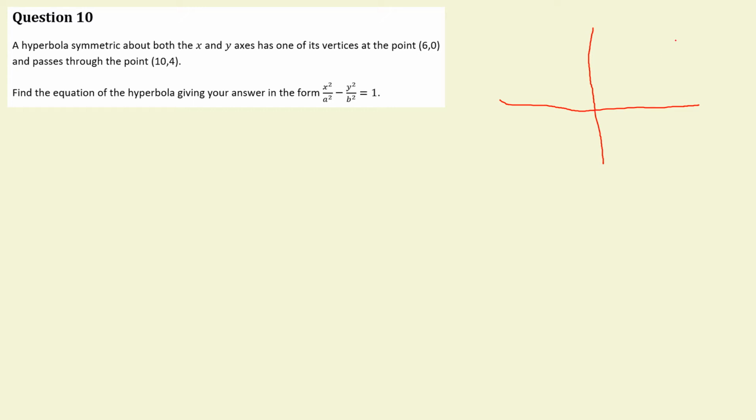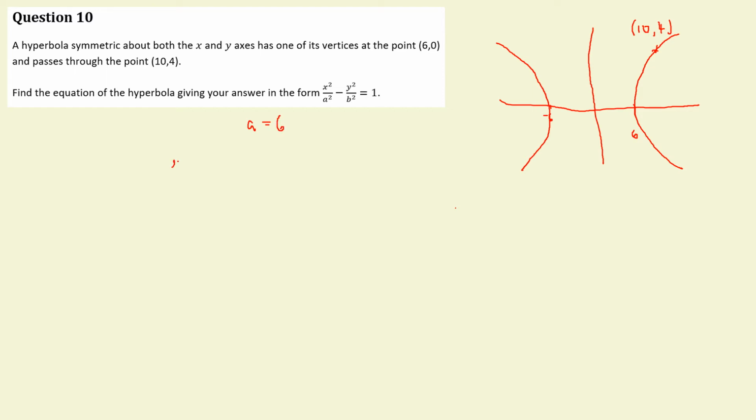One of its vertices is at the point 6, 0. Well, I know straight away where its other vertex is. If I wanted to draw it, I know it's going to be at minus 6 because it's symmetric, isn't it? So I know it's going to have to do that. And I know that 10, 4 is on there, and it's clearly on that particular half of the hyperbola. So 10, 4 is on there. What do I know to start off with? Well, I know because the vertex is at 6, 0, I know that A is 6.